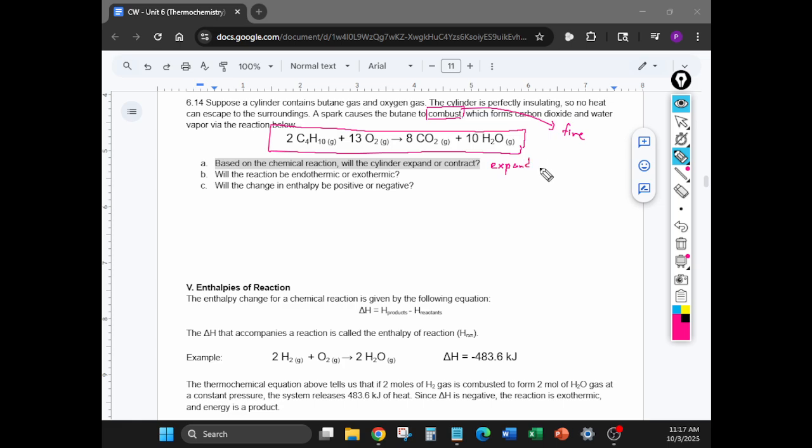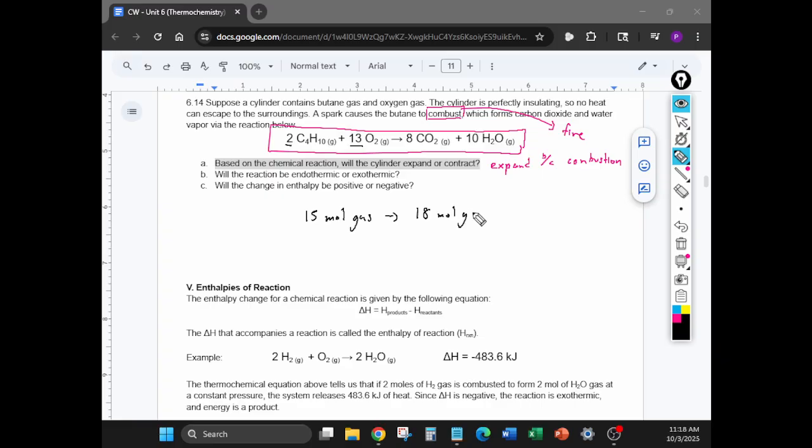Okay, and your reasoning would be because it's combustion. That's one way to look at it. There is actually a different way to look at it, and I'll talk about that. So it expands because it's combustion, but also, let's take a look at the chemical equation. If you look on the left side of the equation, there are 15 moles of gas on the left side, right? Do you guys see that? There are 15 moles of gas on the reactant side. And there's 18. Exactly, there's 18.